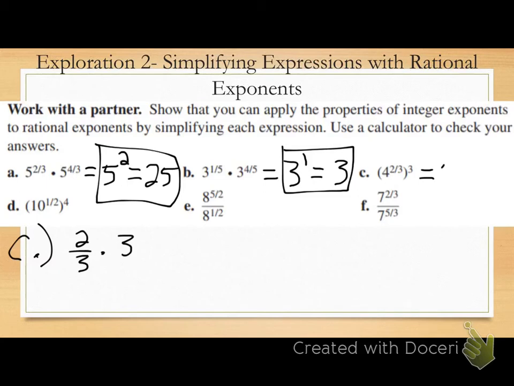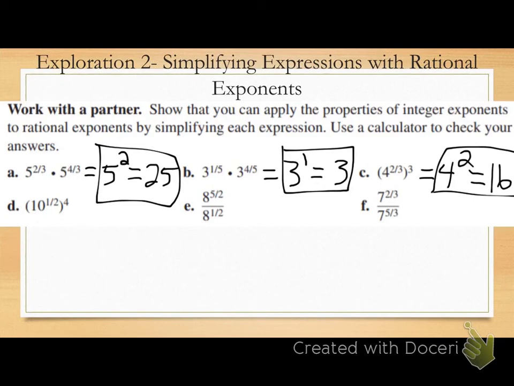So I get 4 to the second power. Does everyone see how I get 4 squared? 2/3 times 3 gives me 2. So that's 4 to the second power. What is 4 squared? 16. We okay with letter C? Kind of getting the hang of it now. Hopefully.